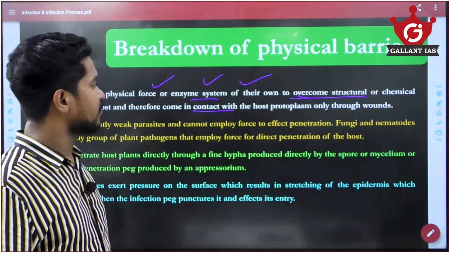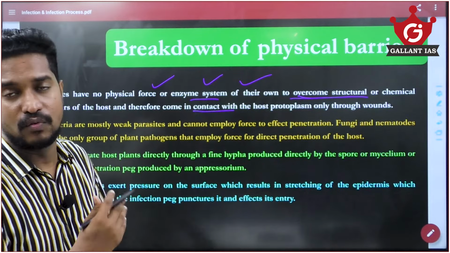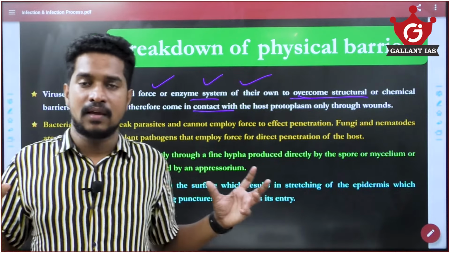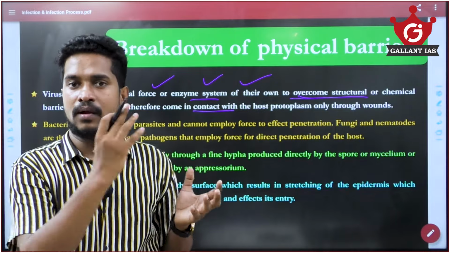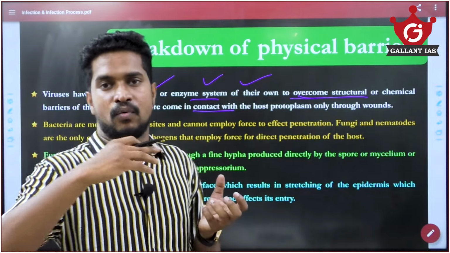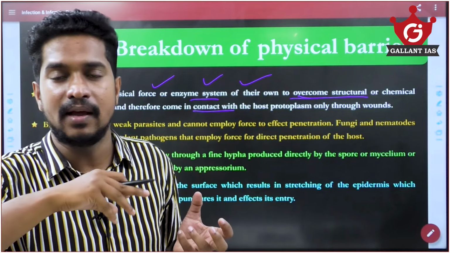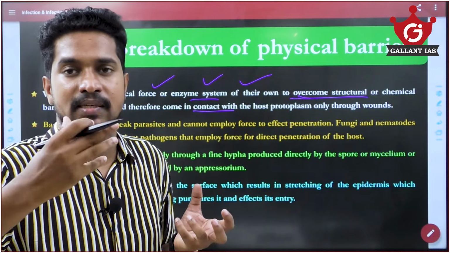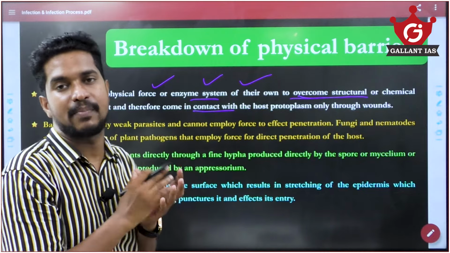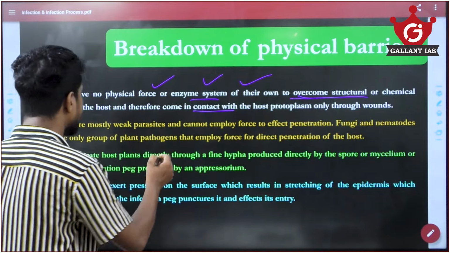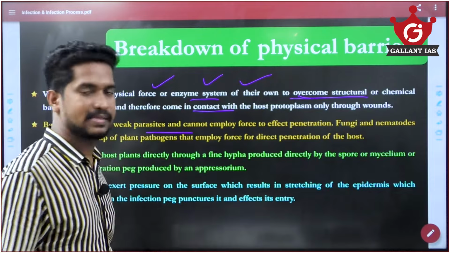They therefore come in contact with the host protoplasm only through wounds. So the only possibility of viruses being in the plant is that they come in contact with the protoplasm through the wounds that happen on the plant. Okay, bacteria are mostly weak parasites.